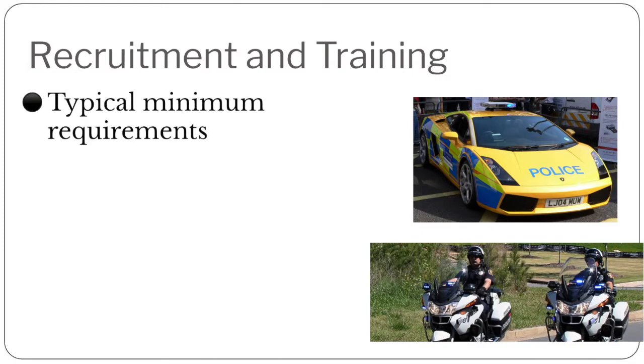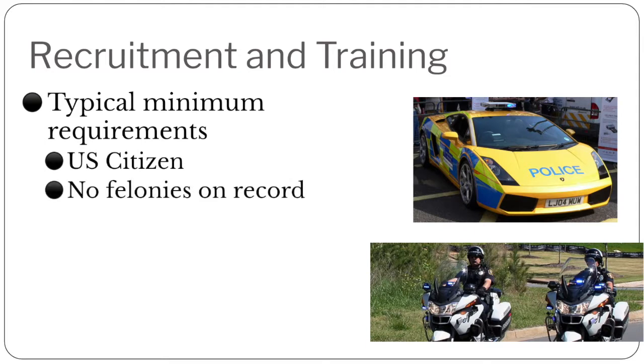Aside from that, there are typical requirements to become a police officer. For example, they typically require you to be a U.S. citizen, not have any felonies. They don't want a felon working for the police department that might go back to their felon ways. They might have connections with other criminals, and that might not be necessarily a good thing to have.